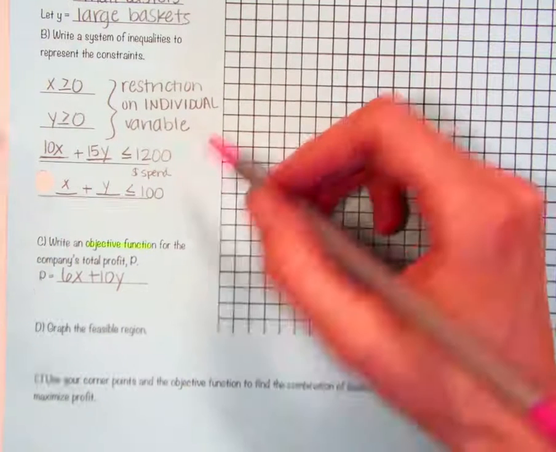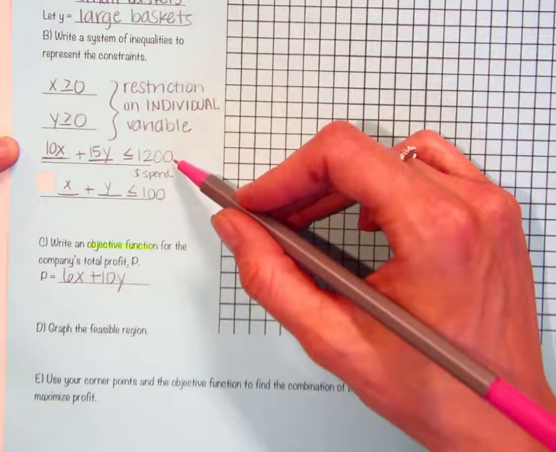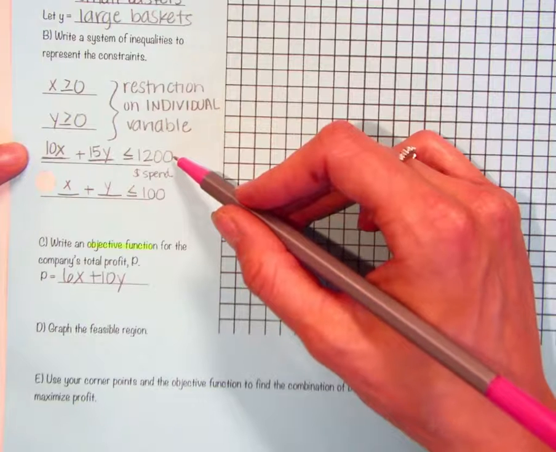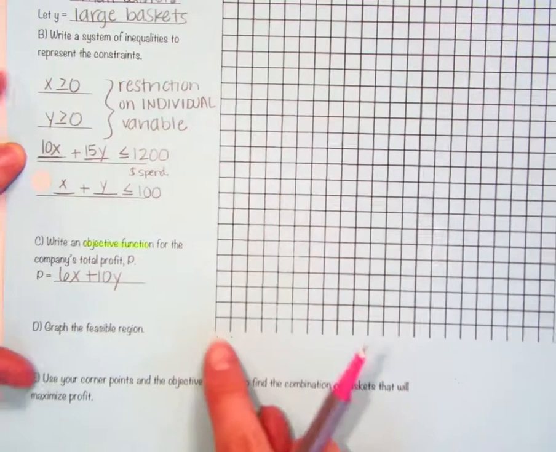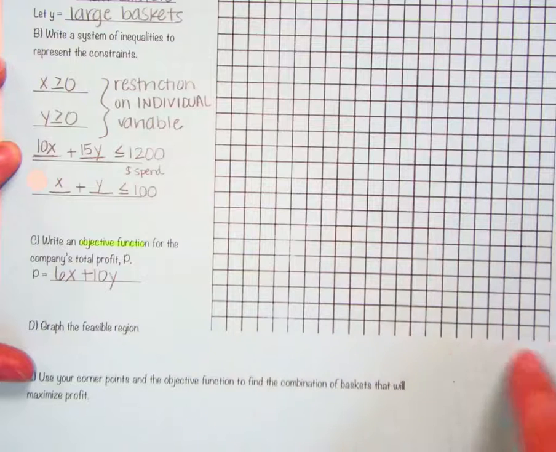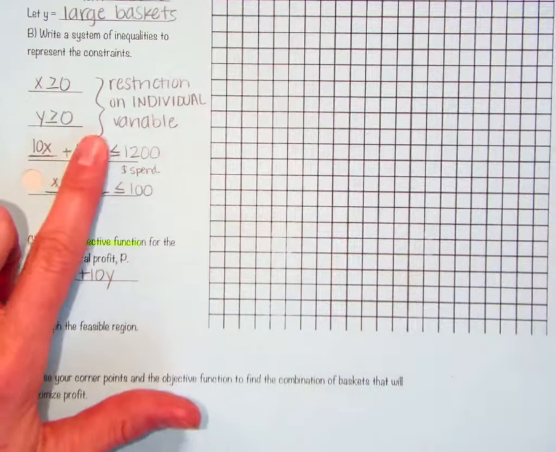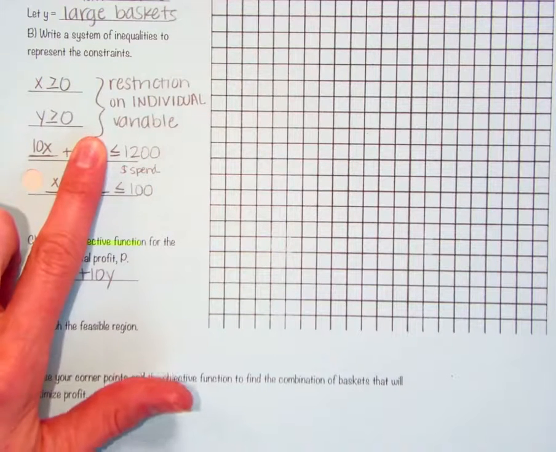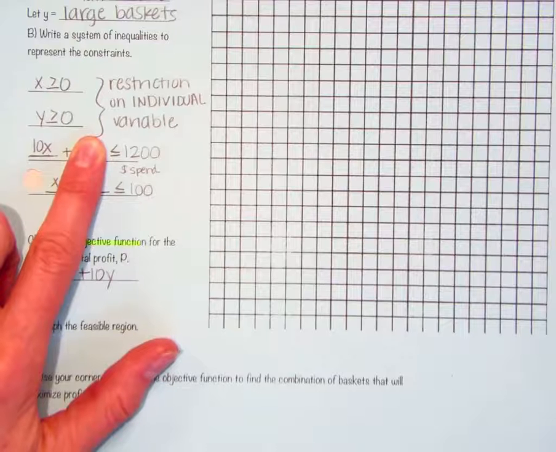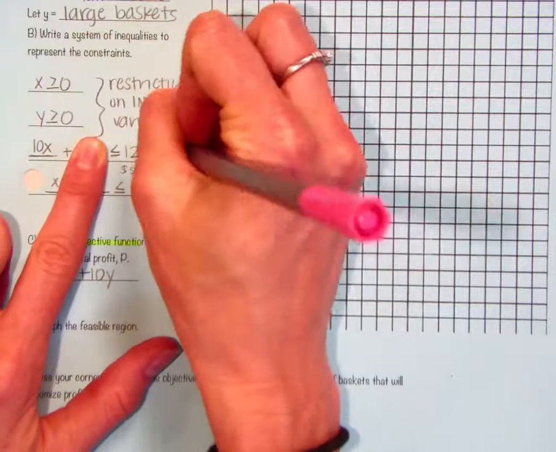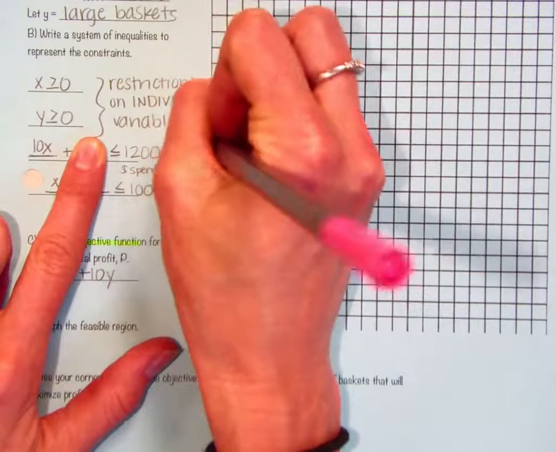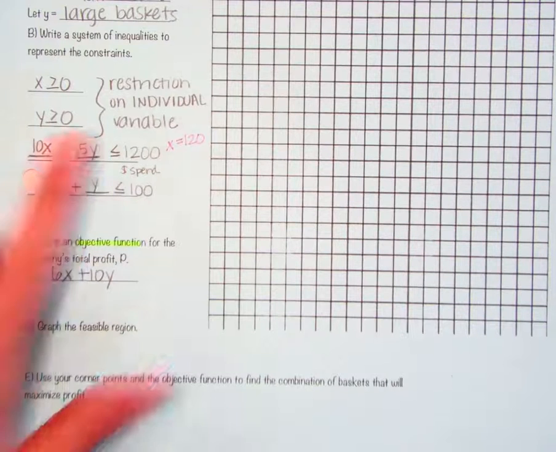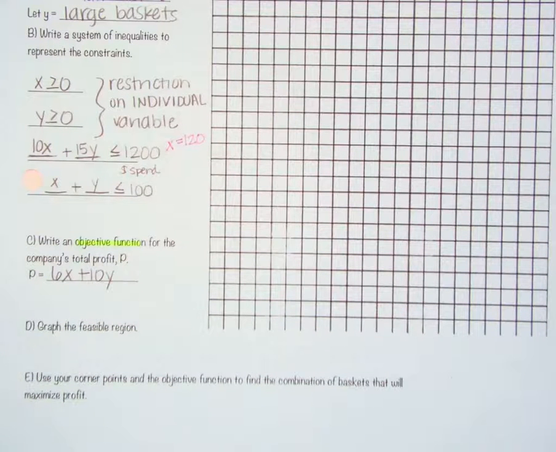So if I'm looking at my first inequality here, if I want to know where this line is going to cross the x-axis, the value of y is going to be 0. So if I essentially get rid of that term, because that's what happens when I make y 0, I want to figure out what x is. So 1200 divided by 10 is going to be 120. So the x-intercept for this equation is going to be 120.